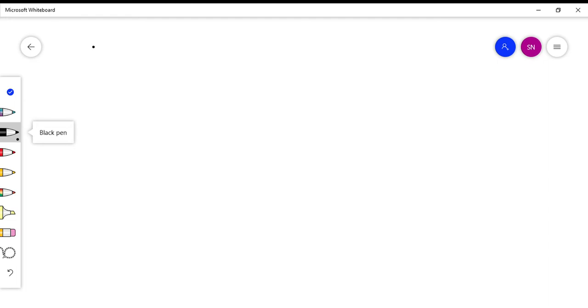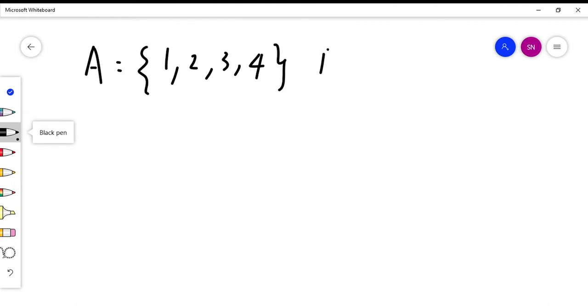So for example, if I have set A is equal to {1, 2, 3, 4} and set B is equal to {2, 1, 4, 3}. Now I have set A: 1, 2, 3, 4. Set B also has 4 elements, that is 1, 2, 3, 4 itself. But when I've written set B, the order of elements I have not taken into consideration.